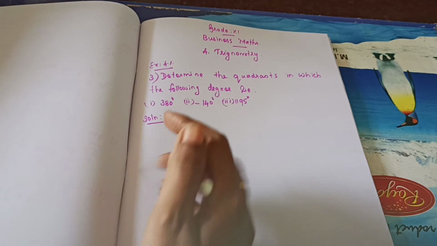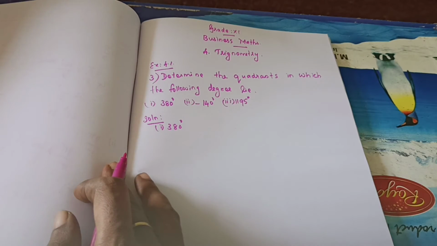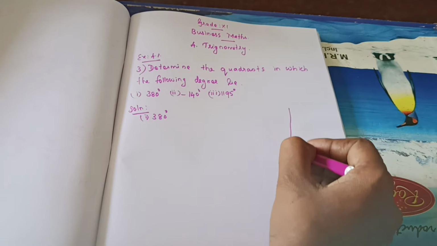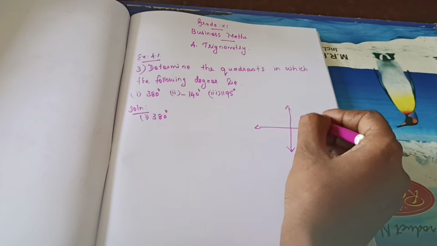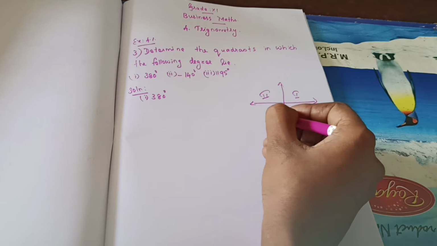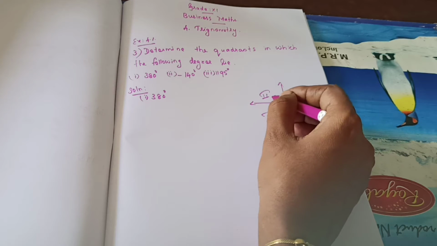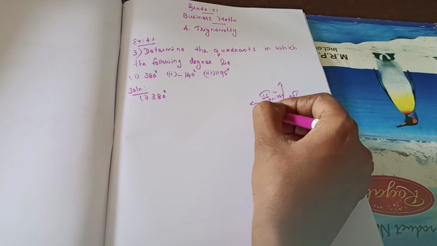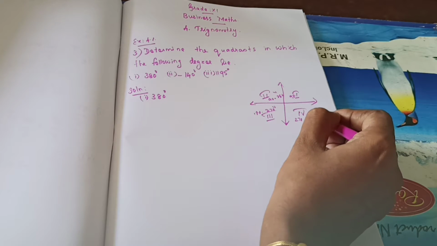Okay, so first, you need to find where the degree lies. This one you know already, I have written on the problem. So first quadrant, second quadrant, third quadrant, fourth quadrant, correct? This one up to 90, this one 90 to 180, this one 180 to 270, this one 270 to 360 degree. Okay.